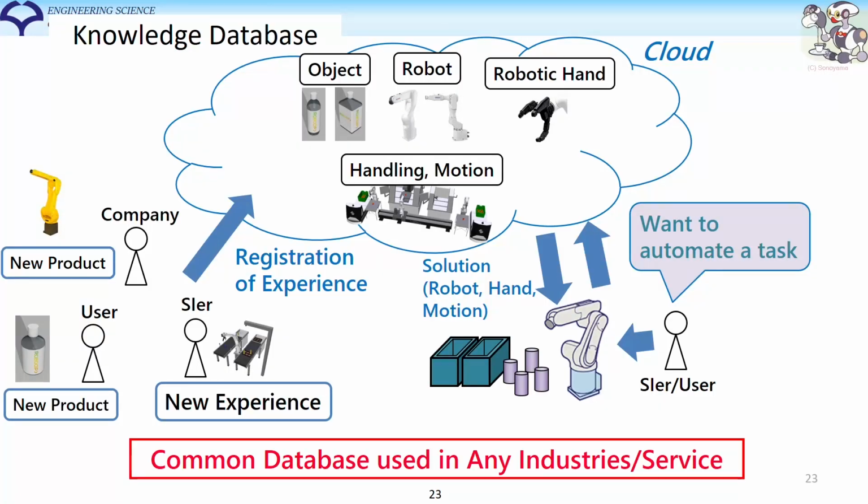And then the database answers with the solution: which robot to use, which hand to use, or which motion to use. And the user can freely update the database by adding new experience, new products, a new robot, and a new hand. So we try to commonly use the database in any industry and services.